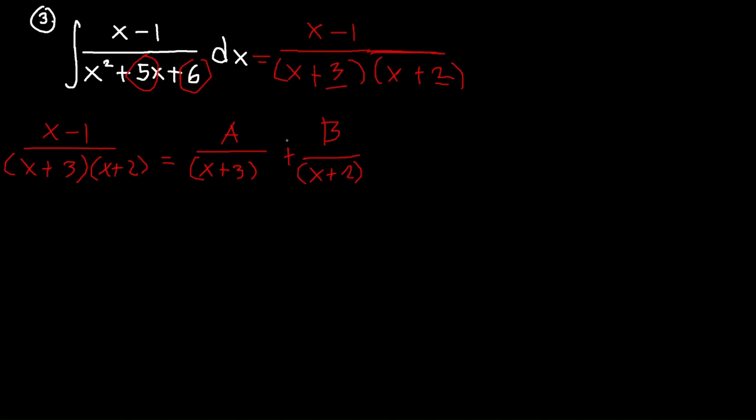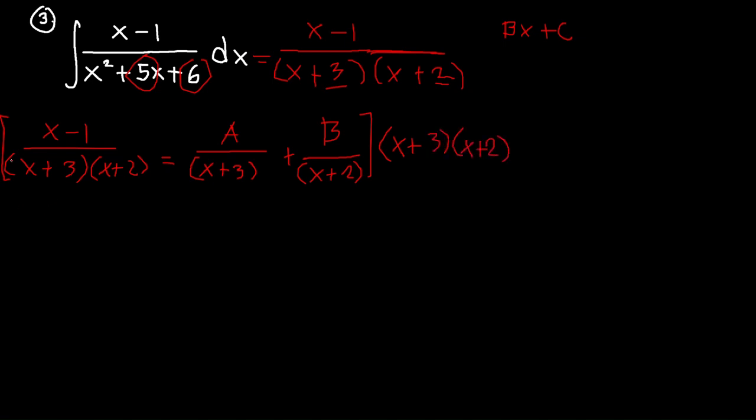If ever it's a quadratic, which might get complicated, then there might be a chance that your numerator is going to be something like bx plus c, if the second factor has a square. In this case, it's simple because I only gave an example that is two binomials. So now we just multiply this by x plus 3 times x plus 2.